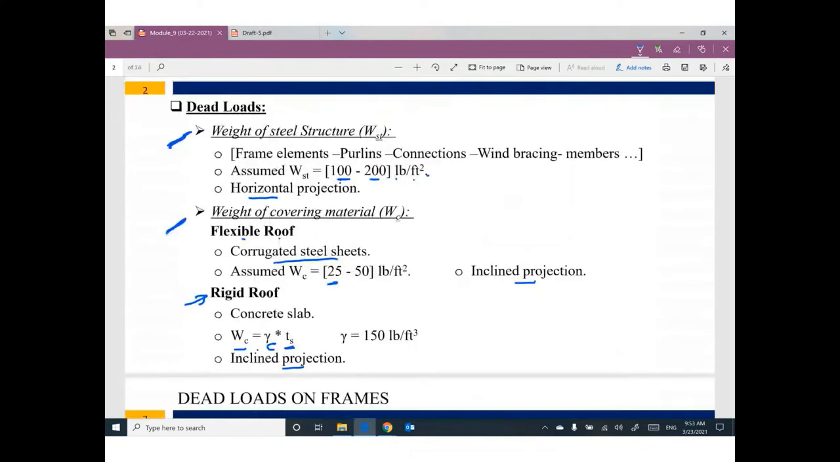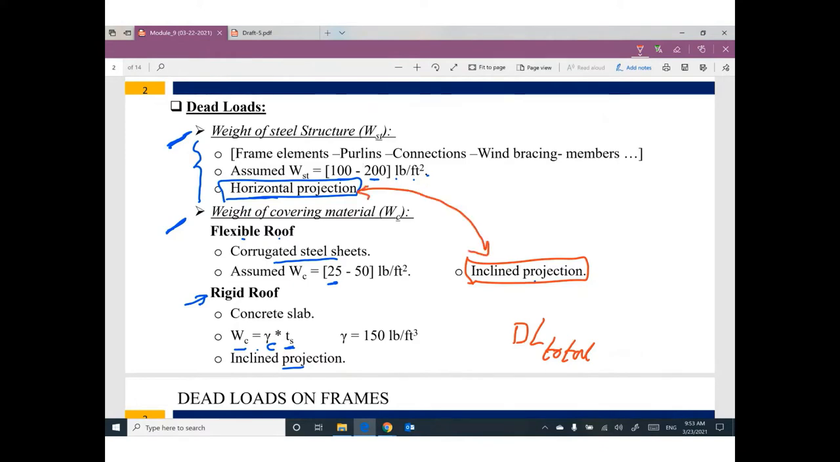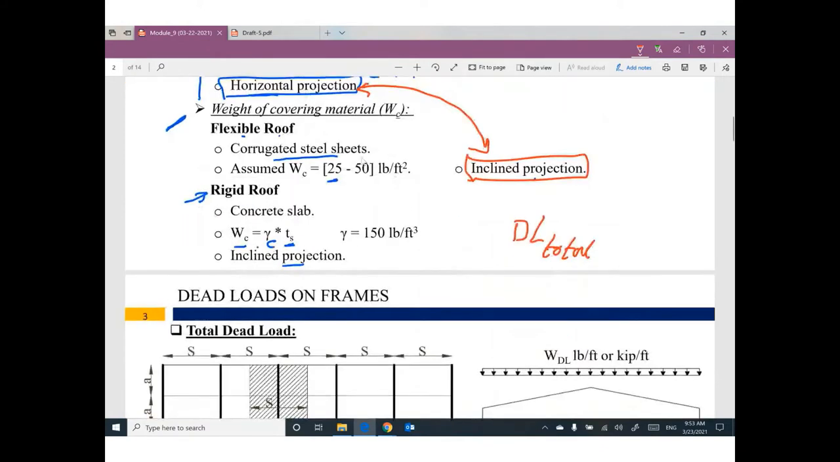So this is the problem right now. We have two parts of the dead load. One is called horizontal projection, and the second one is called inclined projection. I need to get the value of the total dead load, so I have to add this one to this one. How can I do this? We need to convert one to the other.